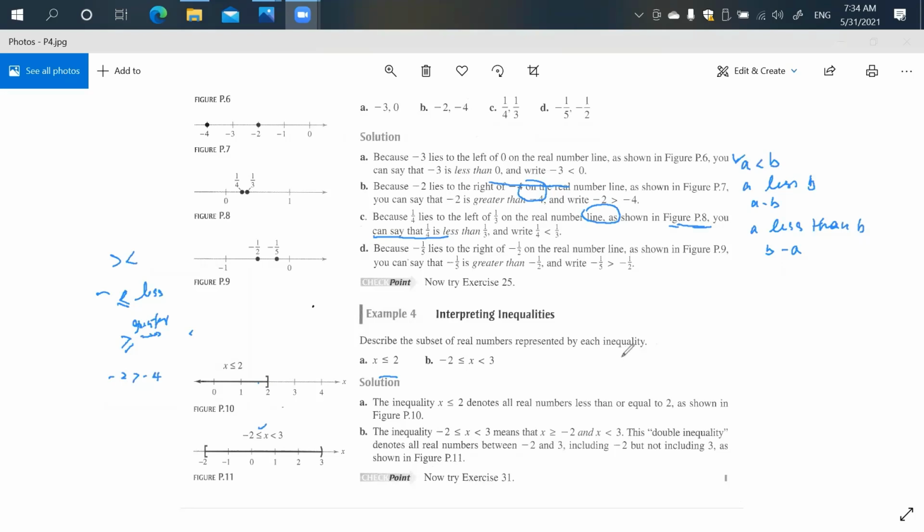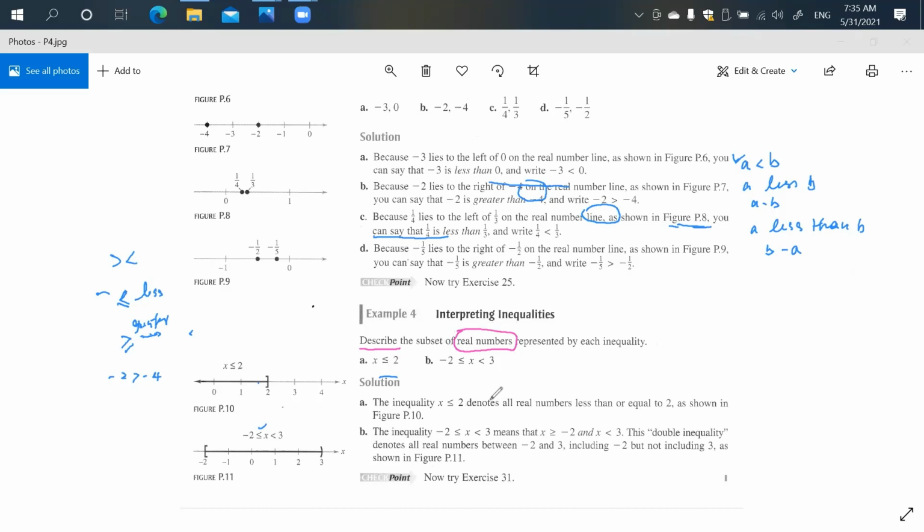represented by each inequality. Question A, they say x less than... they give you the inequality symbols, but they want you to explain in words. So you have to explain in words. They say x is a real number. But if the question says nothing about the words, every time it's real numbers, unless they are specific, saying integers, whole numbers, natural numbers, like you learned from previous lessons. But now they restrict x to be a real number.